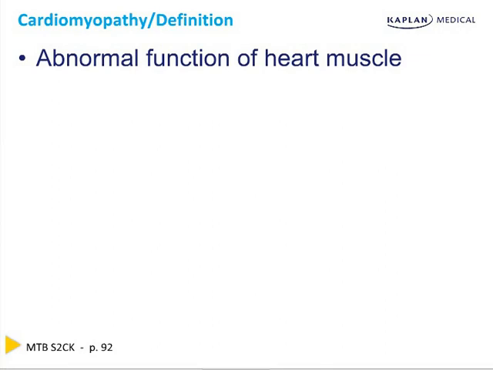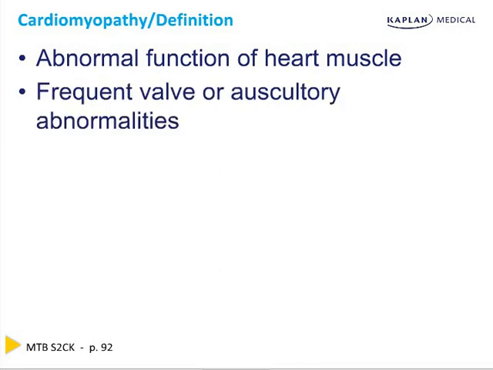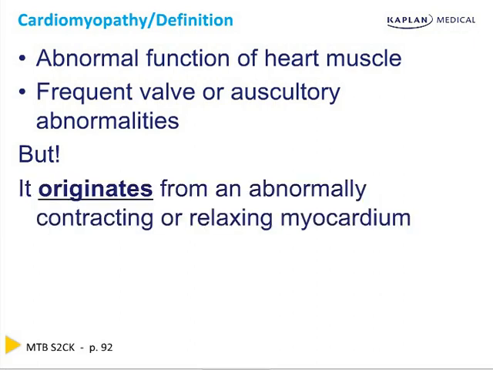A cardiomyopathy literally means the abnormal function of heart muscle. It means that the heart is not contracting in a normal fashion. And although there are frequently valve and auscultatory abnormalities, the major origin of the problem is that the muscle itself is diseased. So it's a muscle problem leading to a valve problem, not the valve problem leading to a muscle problem.